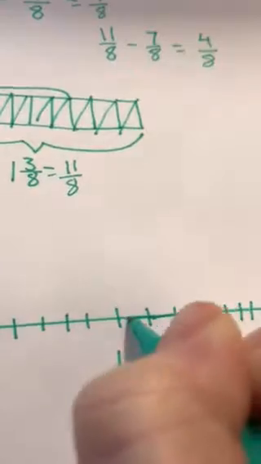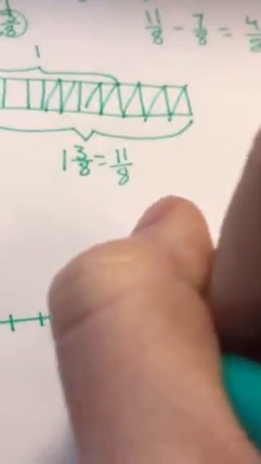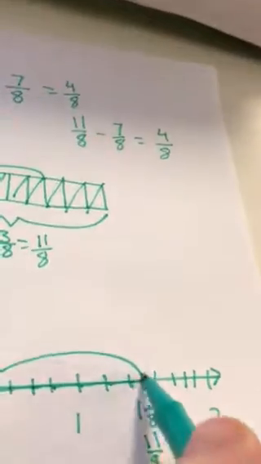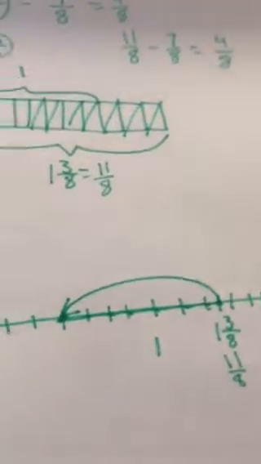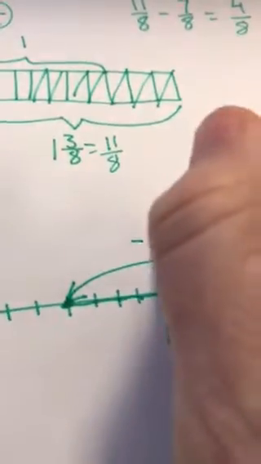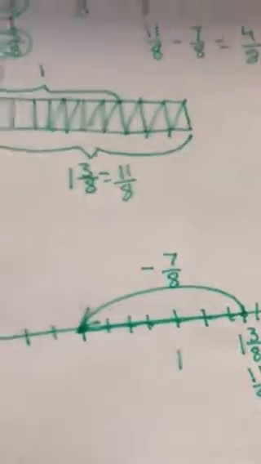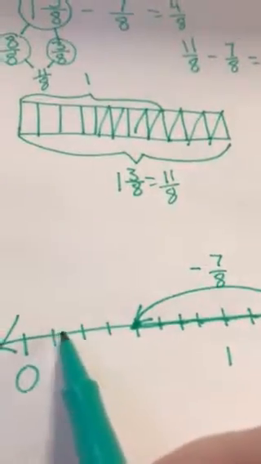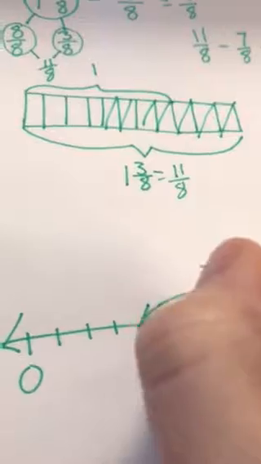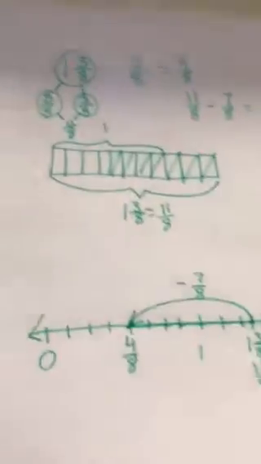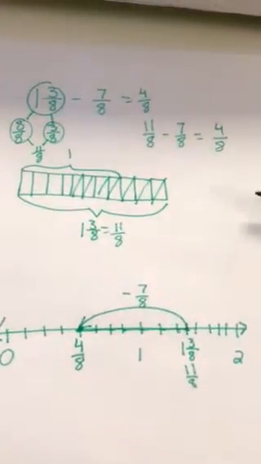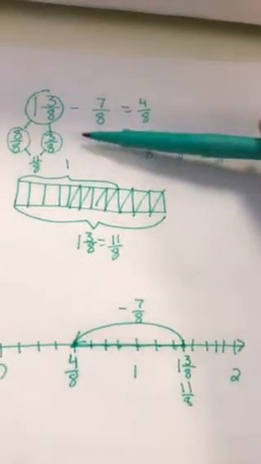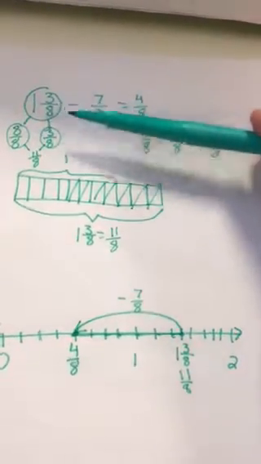1/8, 2/8, 3/8, 4/8, 5/8, 6/8, 7/8. Okay, show that jump. I like to draw my arrow to show which direction I went, and I subtracted 7/8, and I landed at 1/8, 2/8, 3/8, and 4/8. So there are 2 different ways to subtract using mixed numbers, a whole number and a fraction.